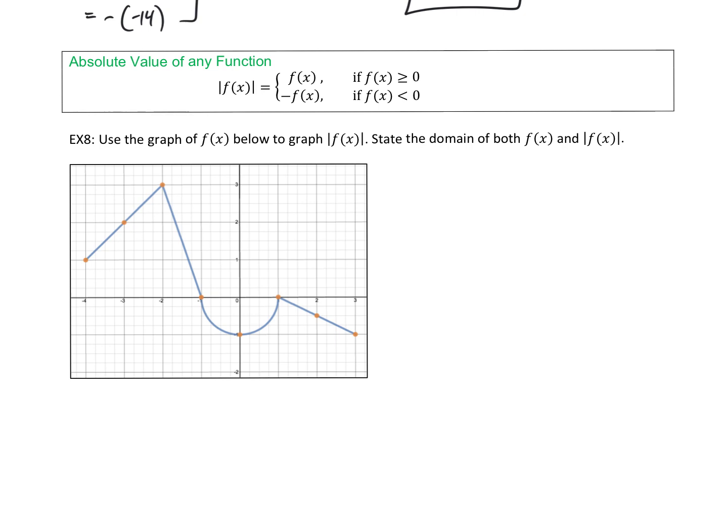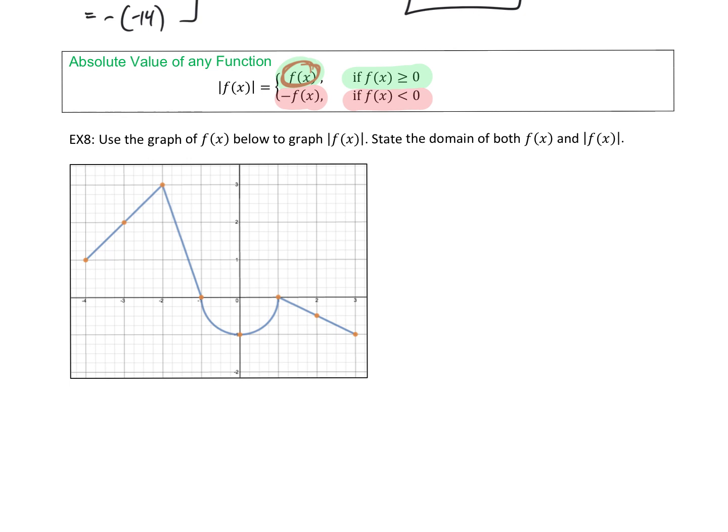So now the last piece, let's take a look at the absolute value of any function. If you have some function, f of x, and we decide to take the absolute value of it, what happens? Well, my function is going to stay the same, just f of x, if those values are greater than 0. It'll stay the same. However, we're going to take the opposite of it if those values are less than 0.